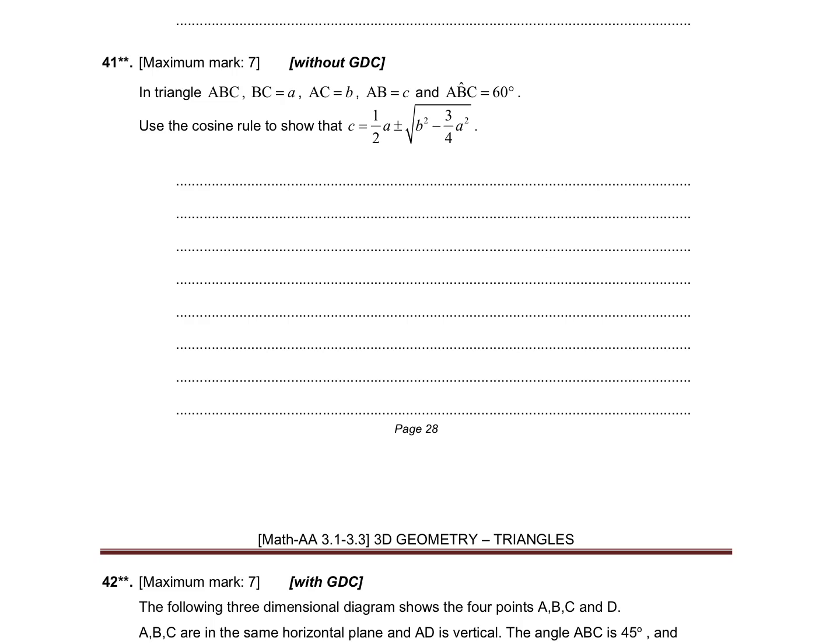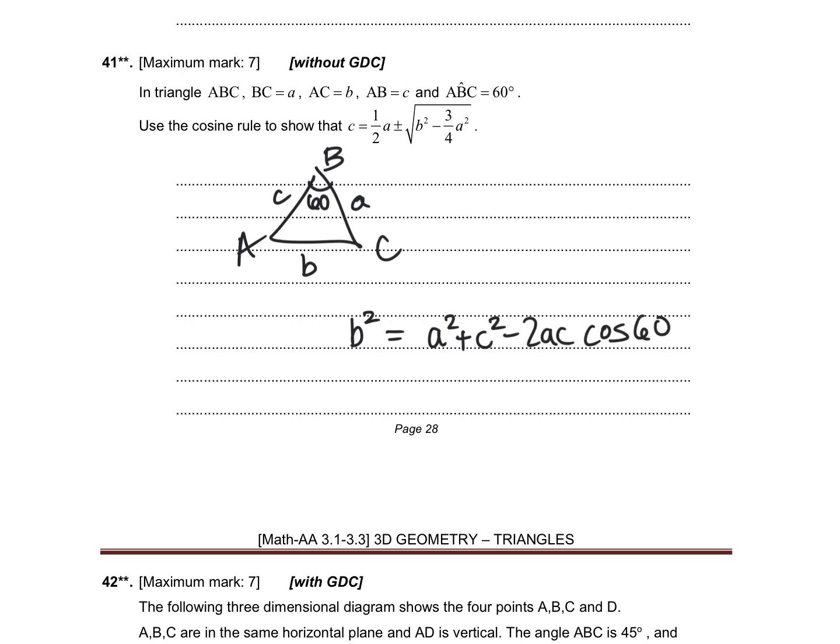So in triangle ABC, BC is a, AC is b, and angle ABC is 60. Use cosine rule, okay? So we've got b squared. B squared is a squared plus c squared minus 2ac cosine 60.